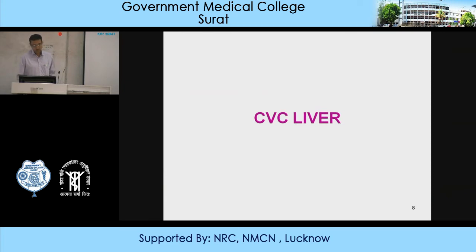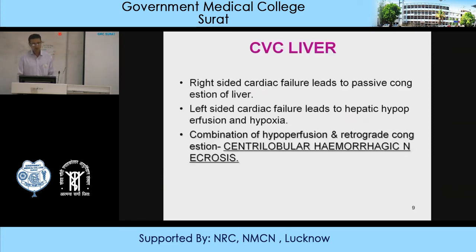Now first of all, chronic venous congestion of liver. In CVC liver, right-sided cardiac failure leads to passive congestion of liver. Left-sided cardiac failure leads to hepatic hypoperfusion and hypofunction. The combination of hypoperfusion and retrograde congestion leads to centrilobular hemorrhagic necrosis of liver.